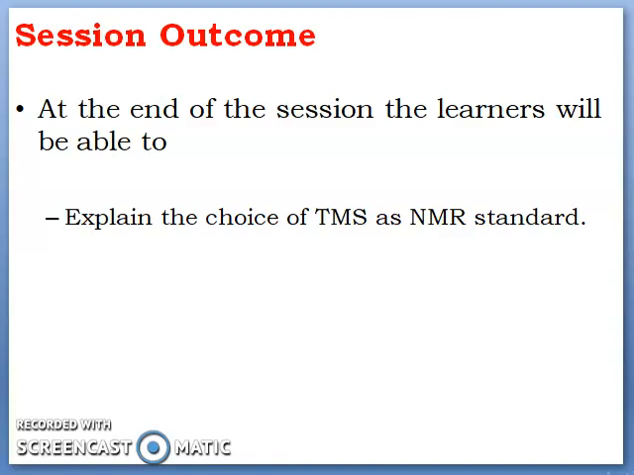We all know that the frequency is directly proportional to the applied magnetic field. If you increase the magnetic field strength, the frequency requirement for the resonance will be changed. Hence, we are using some internal frequency standard to avoid confusion.